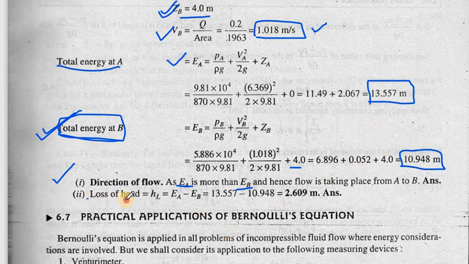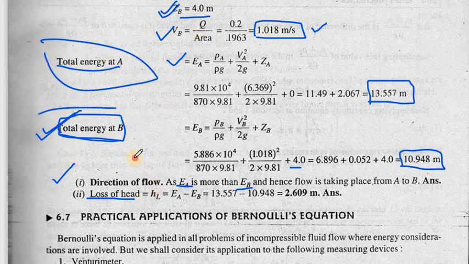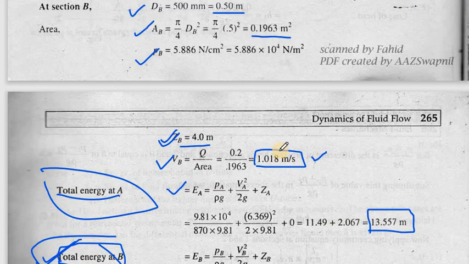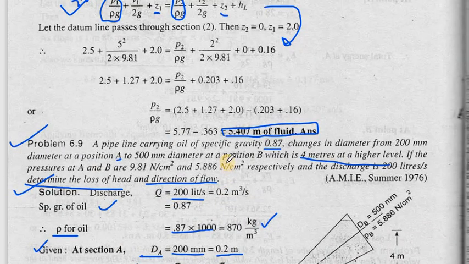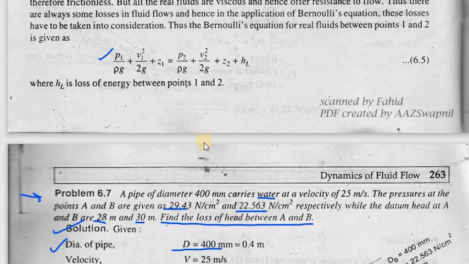After that, we also needed to calculate the loss of head. So loss of head is given by what? The energy at point A minus the energy at point B. So energy at point A minus energy at point B is what? 13.557 minus 10.948. So after calculating this, we get the value of 2.609. This is the loss of head which has been created. So this is how you can do your numericals related to real fluid. Okay, the only change in the Bernoulli's equation is the loss of head.